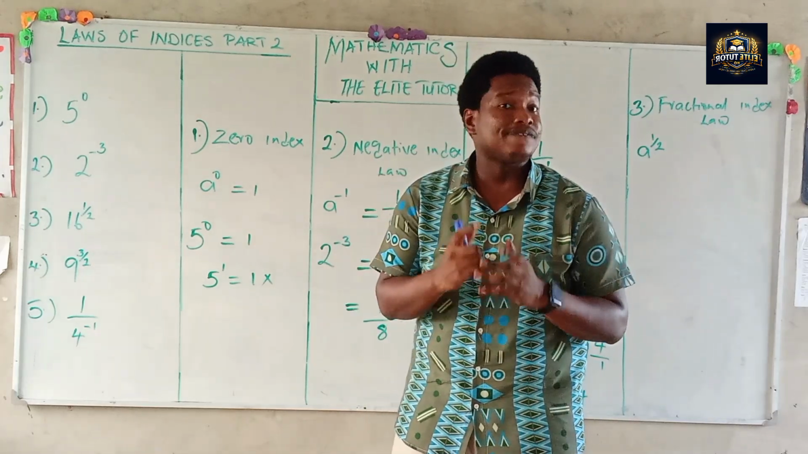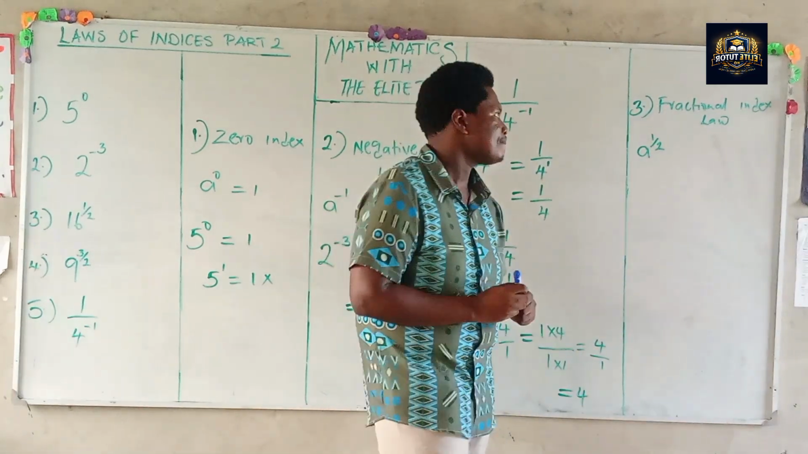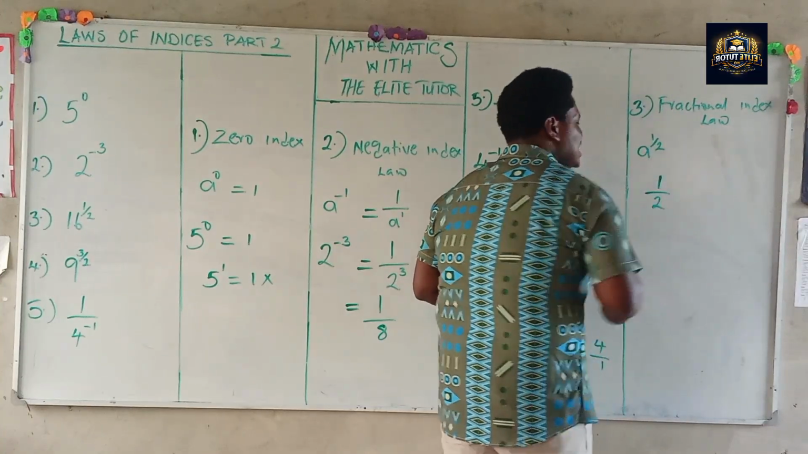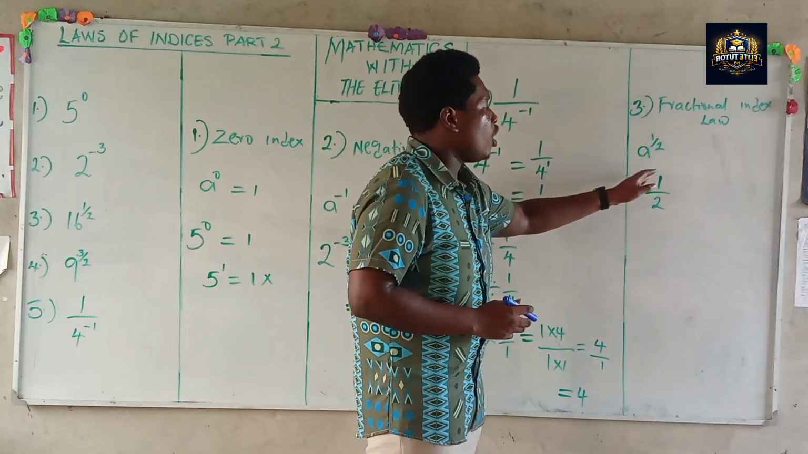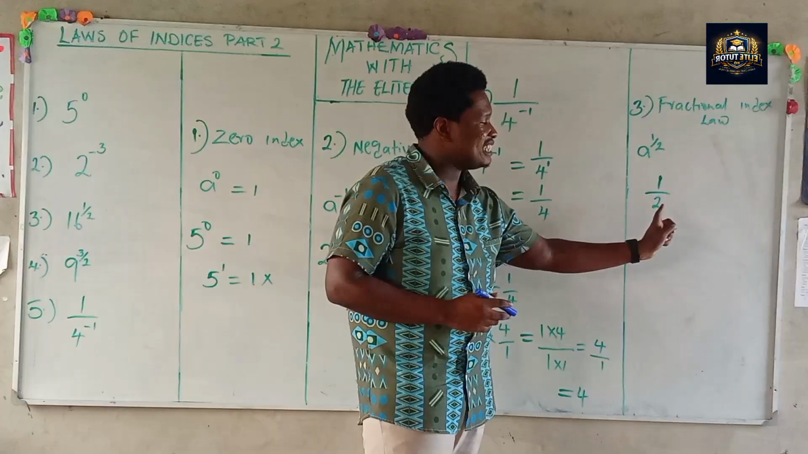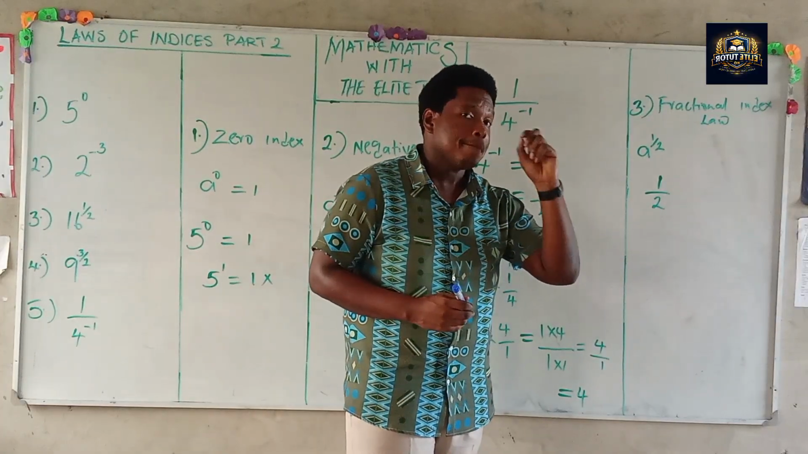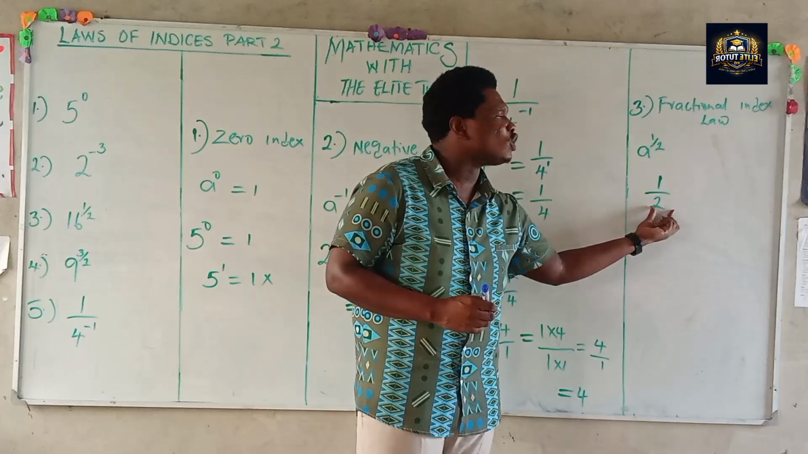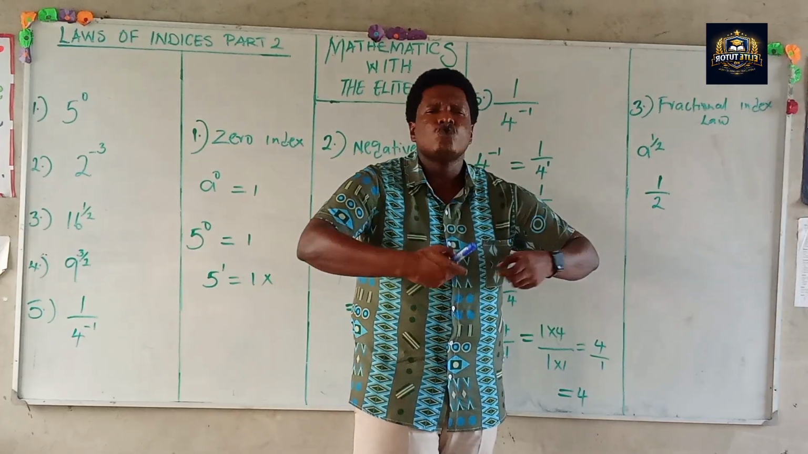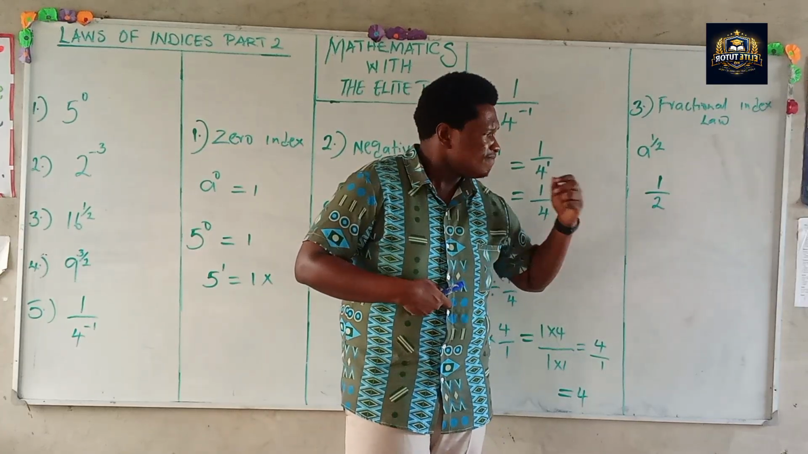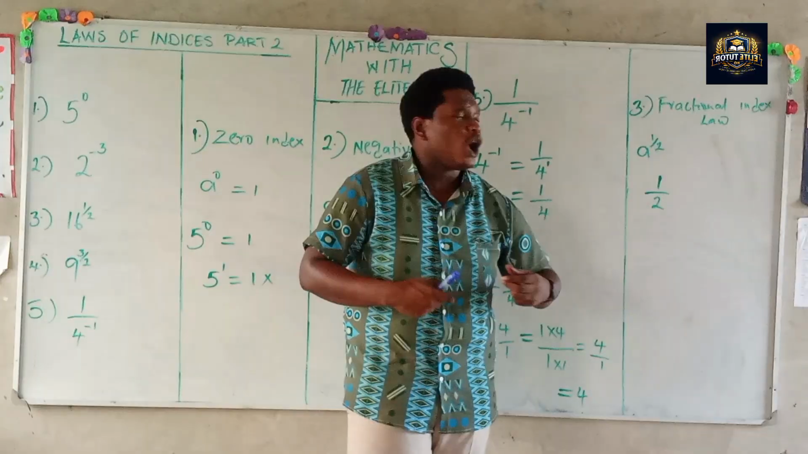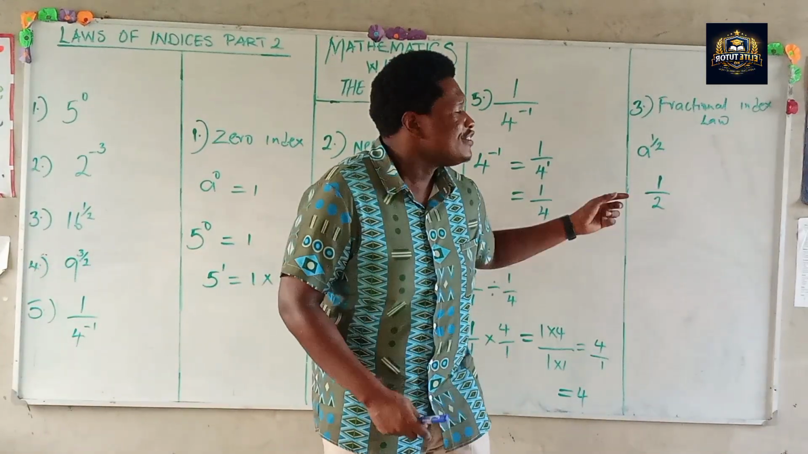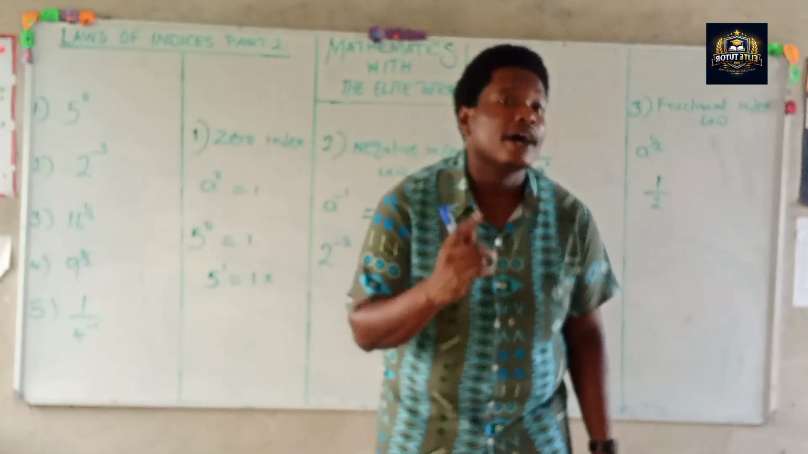Now, a fraction has two sides. If this is a fraction, 1 over 2, it has two sides: the up part, which is the numerator, and the down part, which is the denominator. Please pay attention. The denominator always takes the root. The numerator takes the power.